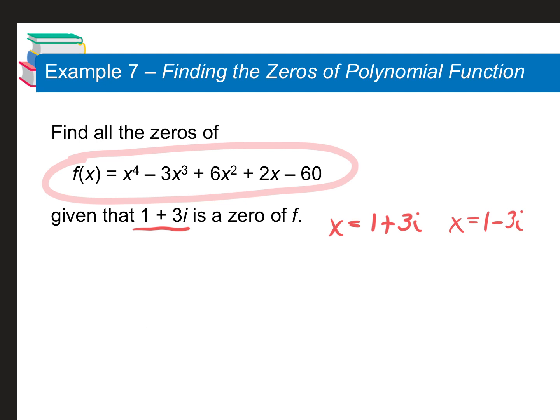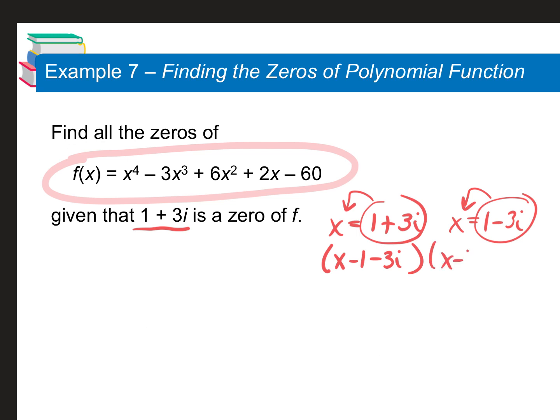So step number 1, you write down the 2 complex zeros they gave you. All right, step 2, we're going to multiply those together. We got to get rid of those i's. So when I bring this whole root over here, one of my parentheses is going to be x minus 1 minus 3i. What's my other parenthesis going to be? X minus 1 plus 3i. The first sign stays the same, second sign changes.